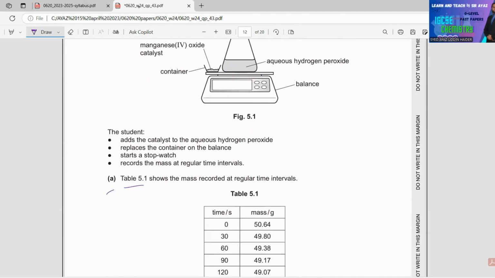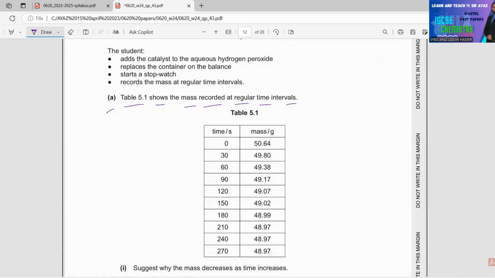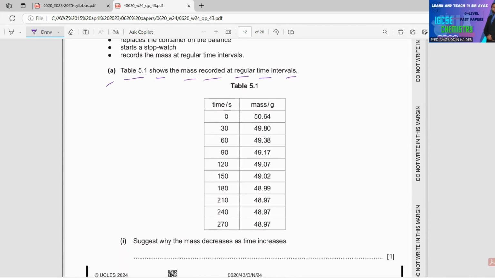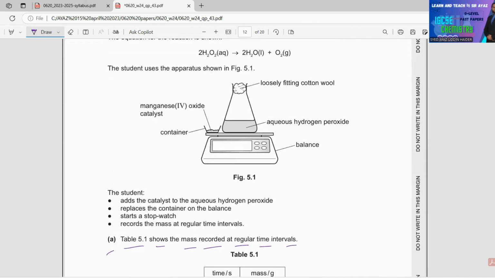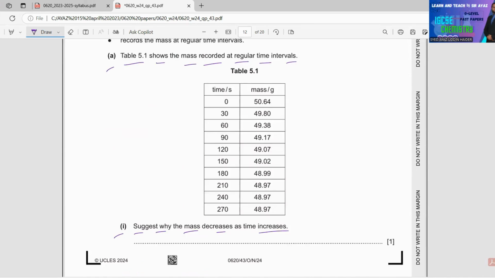Table 5.1 shows the mass recorded at regular time intervals. Part 1 suggests why the mass decreases as time increases. If you look at the equation, during this reaction, the gas is released, which is O2 gas. So, O2 gas escapes from the flask.